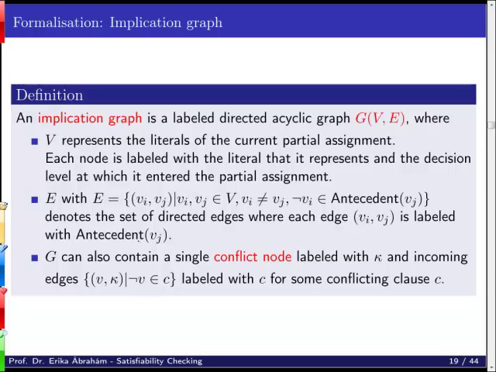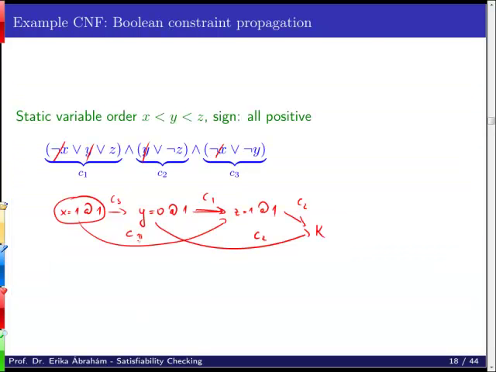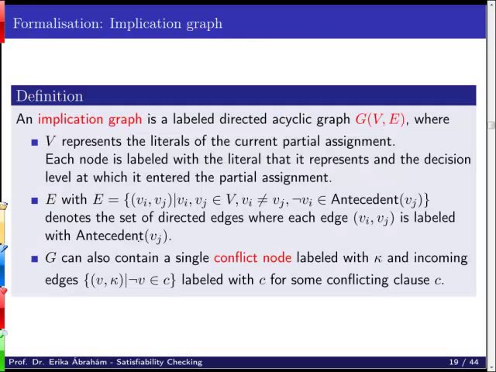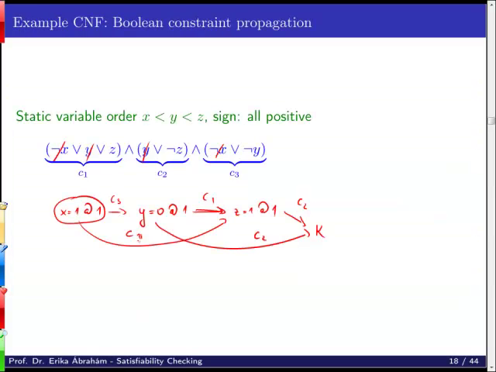Okay, and we can also have a special node. This is a conflict node. This we had here with kappa or k. And its incoming edges come from the literals that build a clause which is false under the current assignment. So here, for example, C2, these two literals together build C2, which are both false. That means that we have a conflict.